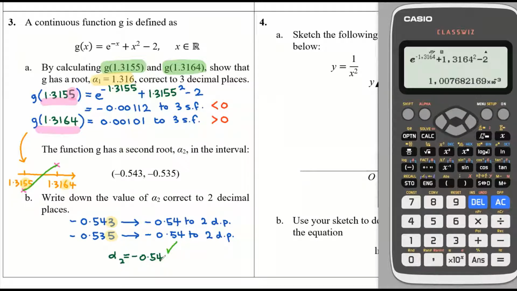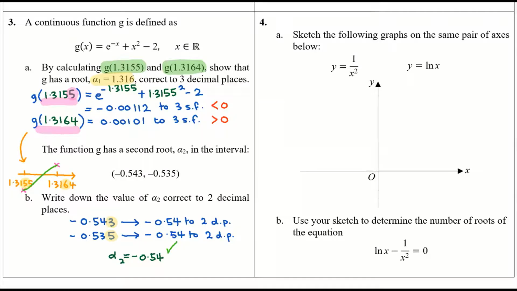Okay, so I hope that makes sense. Now, moving on to question 4, we have some curve sketching to do. Question 4 is a bit of revision on curve sketching, although these are standard functions that we should know. So for the first curve, we have 1 over x squared.